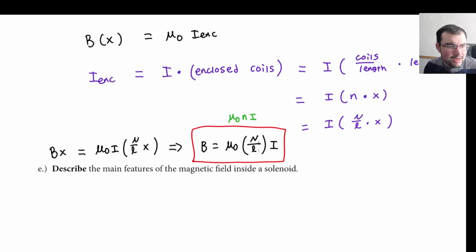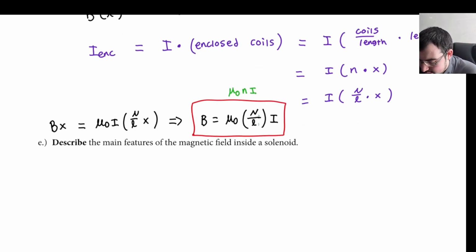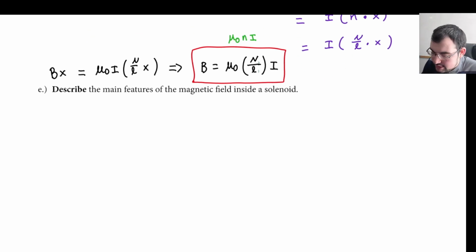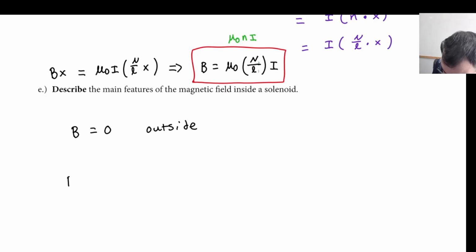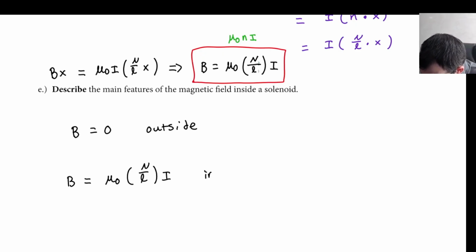I like to just recognize that it is the density that matters, not the coil number, right? Because if I have a lot of coils that are spread all the way out, that's probably not going to be as strong as the same number of coils that are tightly wound. So what do we notice about the field inside a solenoid? Well, B equals 0 outside, and B equals mu naught N over L times I inside, and that's going to be uniform.